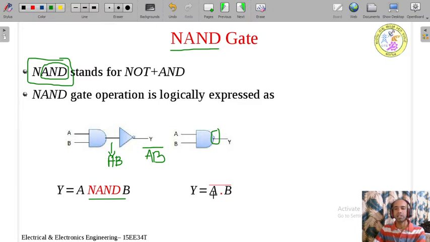So, I can write AND. AB is nothing but the AND operation, and this bar is nothing but the NOT operation. AND plus NOT forms a NAND gate, or the NAND operation we call. This is how we can write mathematically the operation of the NAND gate. Y is equal to AB whole bar. Instead of writing A dot B whole bar, simply I can write AB whole bar. Both are one and the same.